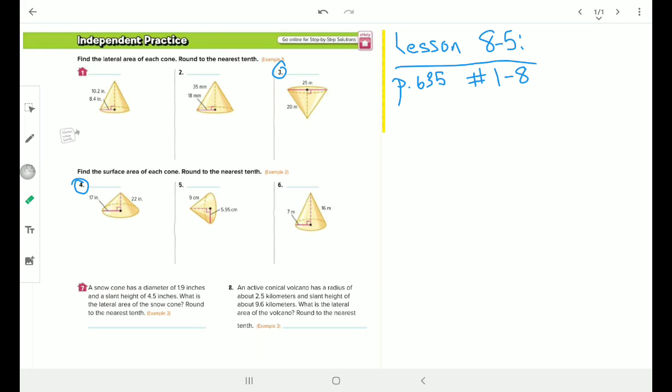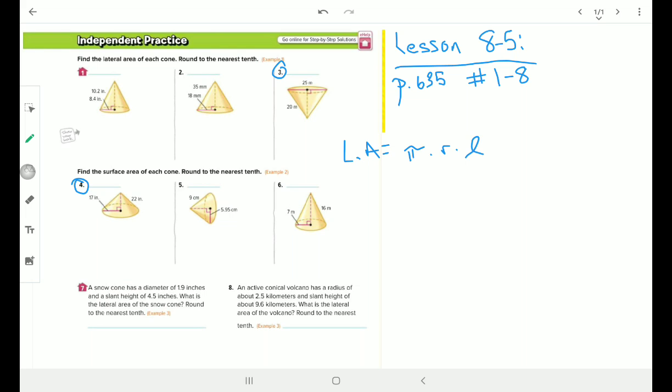Now, in order to find the lateral area, like on number 3, it is going to be pi times the radius times the slant height. We're going to call this L. That'll give us the lateral area of our cone.